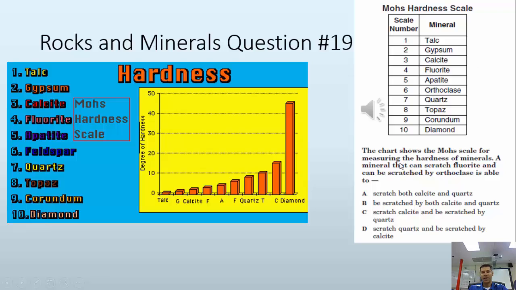Alright, so can apatite scratch calcite? Yes. Can it be scratched by quartz? Yes. Because apatite has a hardness of 5, it can scratch a number 3 calcite, but it would be scratched by a number 7 quartz. So our answer here is C. It's a very complicated question.